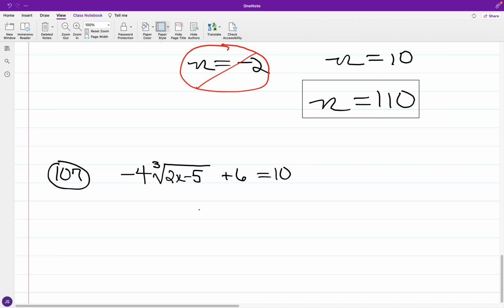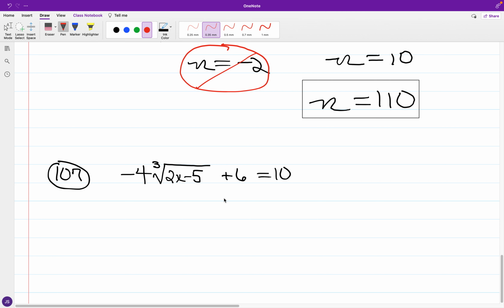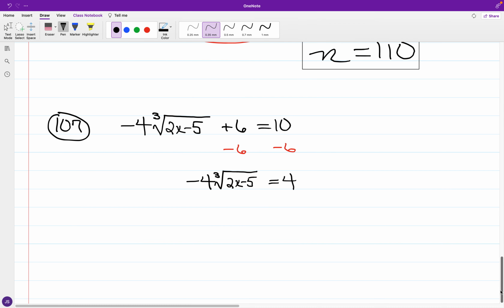Looking at the setup, you have a single radical term, and I'm going to isolate it, so I'm just going to move the 6 over. In the rewrite, with the radical term by itself, we have -4 times the cubic root of 2x minus 5 equal to 4. Here I can simplify and take care of the coefficient -4 by dividing by -4.